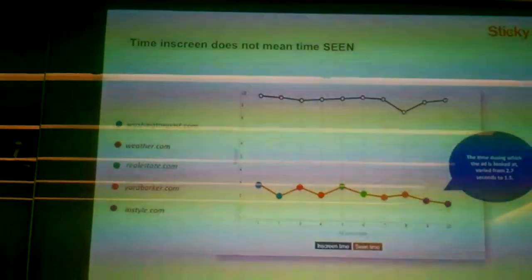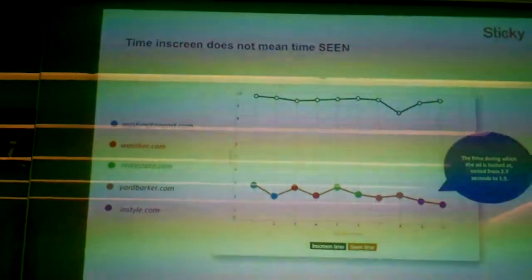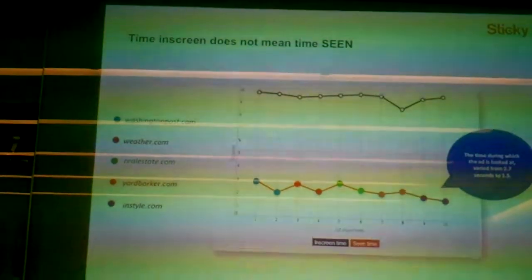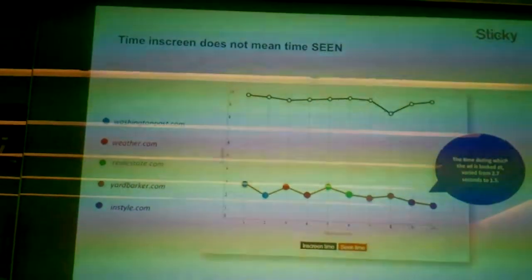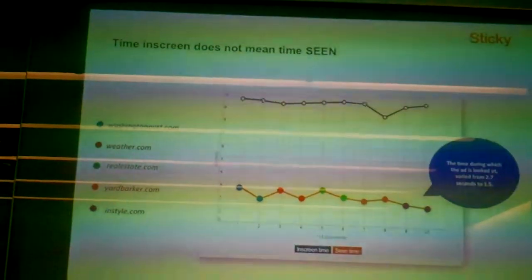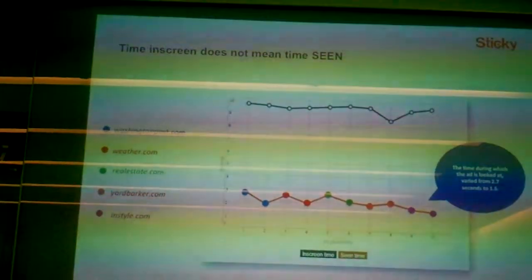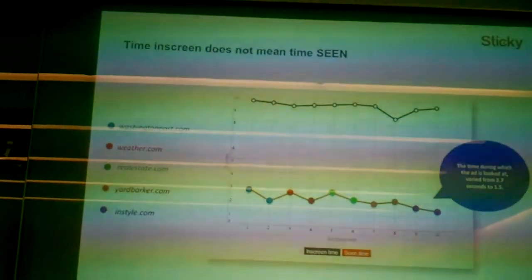And this is the time in screen, how much time was spent. It ranged from 2.7 seconds for the Washington Post to 1.5. That 1.2 seconds is a long time to look at an ad. And if you're not looking at an ad for at least half a second, which is the minimum, you don't get any kind of registration in the brain.